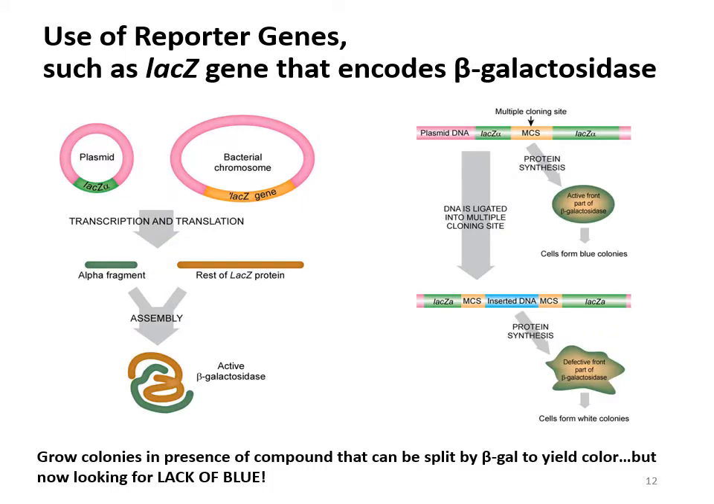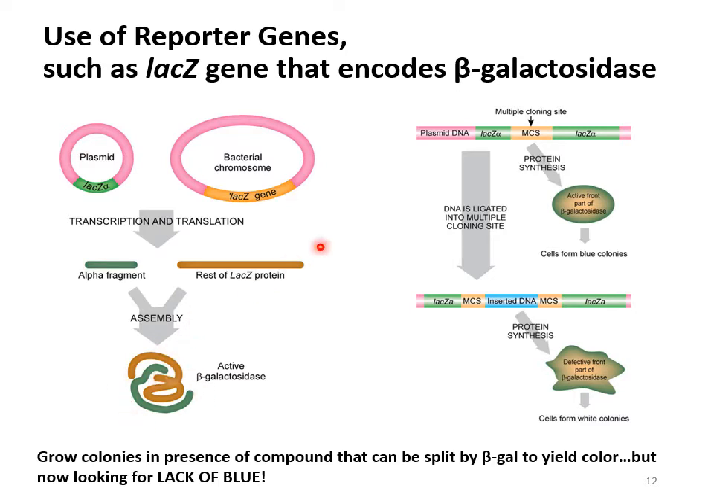Now this one here is basically what we were just talking about, just to give you a visual idea. This is the idea of the plasmid, so just like you did in your experiment, the plasmid having the first part of the beta-galactosidase gene, the bacterial chromosome having the second part. You put the plasmid into the bacteria, boom, you have active beta-galactosidase that produces blue colonies.